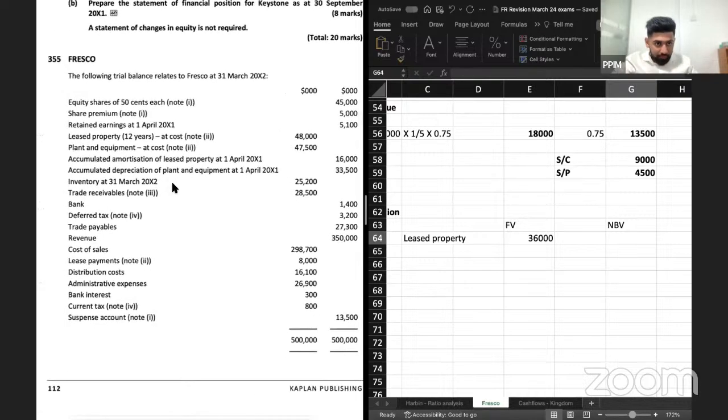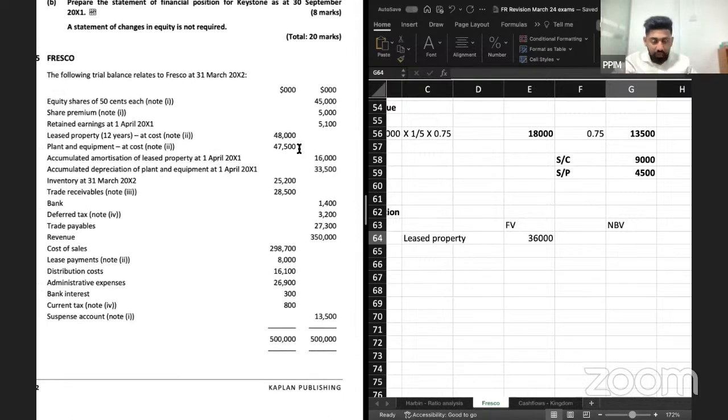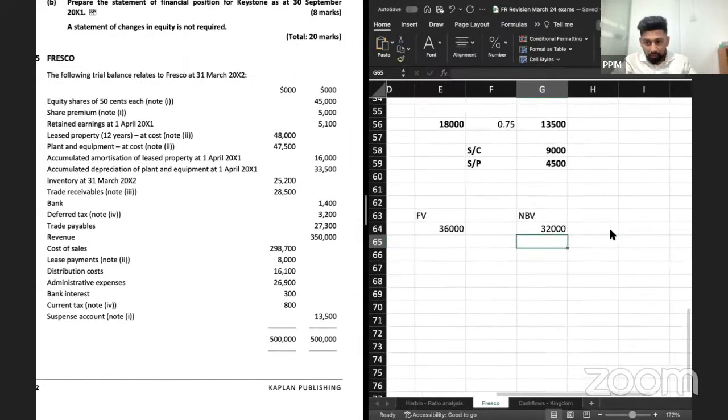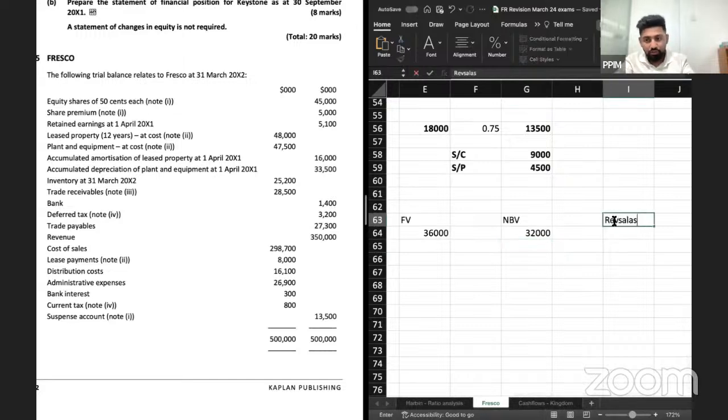Net book value will be your lease property cost 48,000, amortization 16,000. So your net book value will be equals 48,000 minus 16,000 gives you 32,000. Therefore, your revaluation gain will be this minus this. Do you understand, everybody? Yes or no?